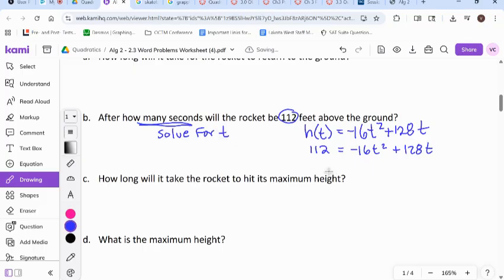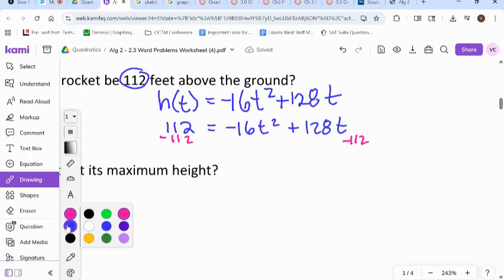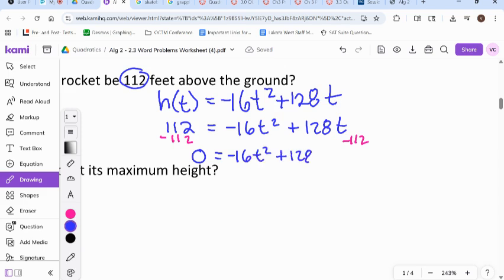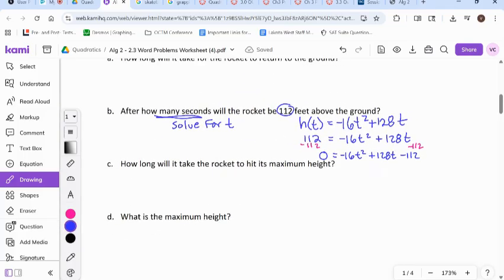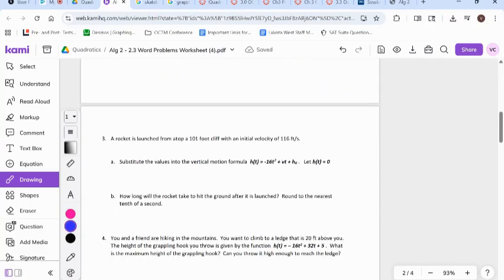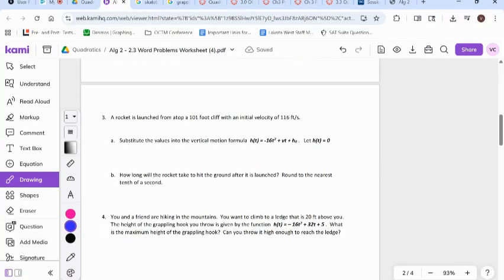All right, so then that's where you're going to decide which method. Before I even decide which method, I'm going to subtract 112 from both sides because I need to have this in standard form where it equals 0. So from there, I can try complete the square, I can try quadratic formula, or I can try factoring to solve to find t.